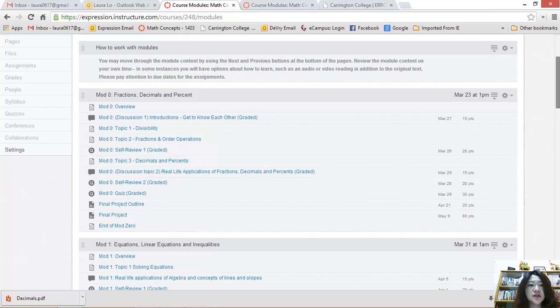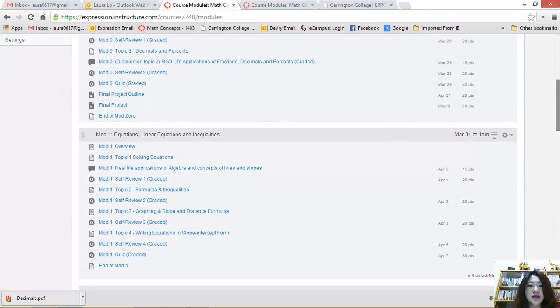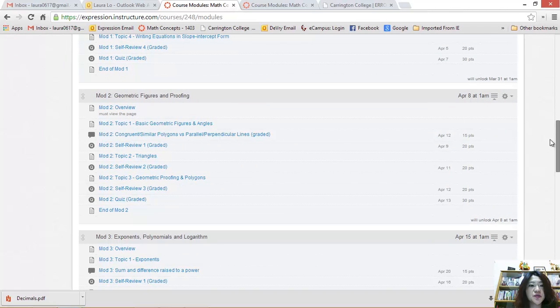Module 0 talks about fraction, decimal, and percentage. In Module 1 we will introduce equation, linear equation, and inequality. And in Module 2 we will talk about geometry, geometric figure, and proving. So here we will introduce deductive reasoning and inductive reasoning.